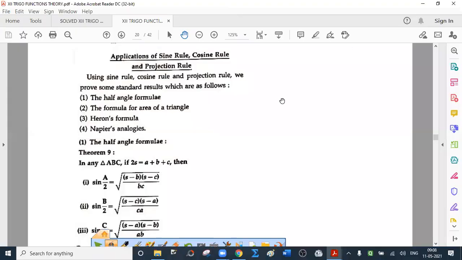Now we are going to discuss applications of sine, cosine and projection rules. These are the applications: half angle formula for area of a triangle, Heron's formula, and then Napier's analogy. First, you just read this and then I will explain.